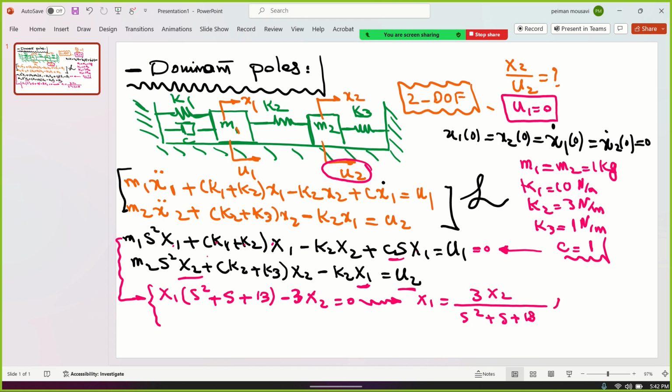What I'm going to do, I'm going to put this here. Here we go. Okay, got it, everybody? Good. I'm just double checking because I have no notes. I want to make sure that I'm doing everything right. Okay, so now putting here. So again, factoring out X2, the second line is S squared. K2 plus K3 is 4. So you have 4 here.